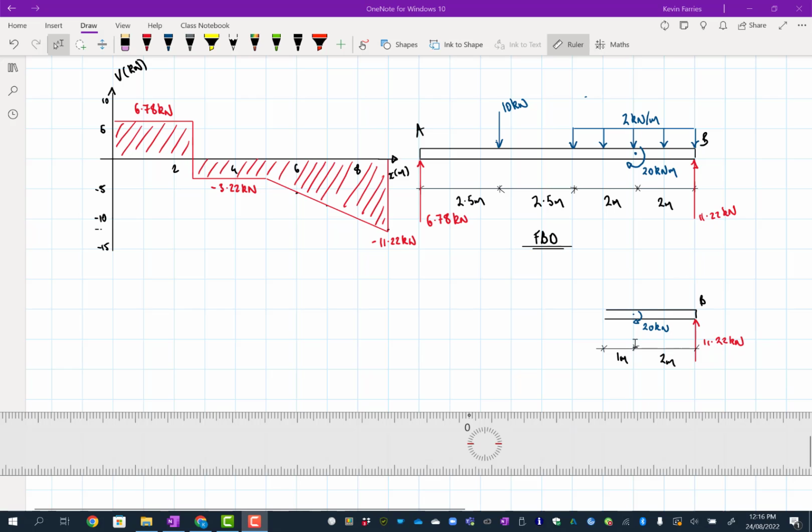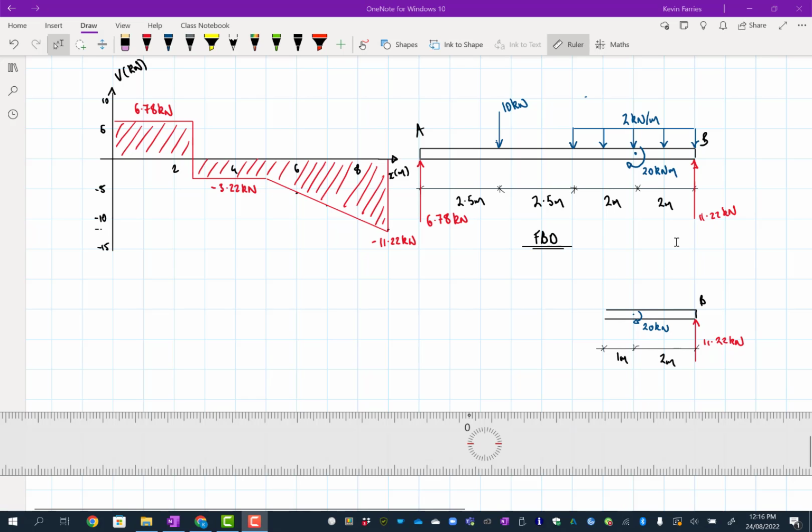So just going to do a quick check. I've redrawn the right-hand side of this beam. And so we'll check it using the right-hand side for a change, just so you can see how to do that. So usually, when we're using the method of sections, we've been using the left-hand side. This time we're going to use the right-hand side.